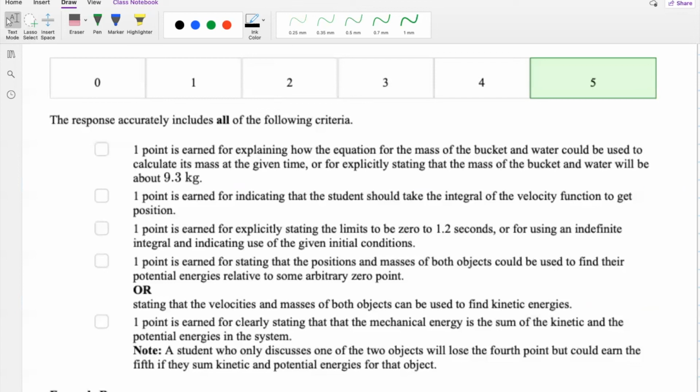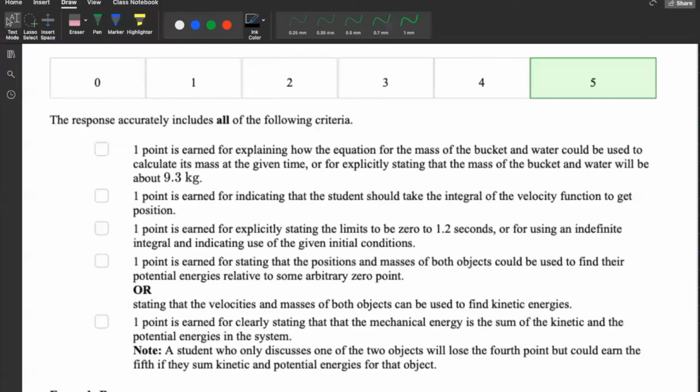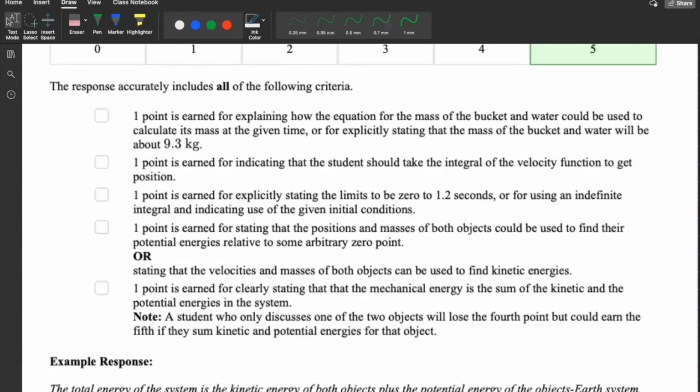1 point is earned for stating that the positions and masses of both objects could be used to find their potential energies relative to some arbitrary 0 point. Or stating that the velocities and masses of both objects can be used to find the kinetic energies. And the last point here is earned for clearly stating that the mechanical energy is the sum of the kinetic and potential energies of the system, which I mentioned at the end, but I didn't write down. So maybe a point for that one. A student who only discusses one of the two objects loses the 4th point, but could earn the 5th if they sum kinetic and potential energies for that object.